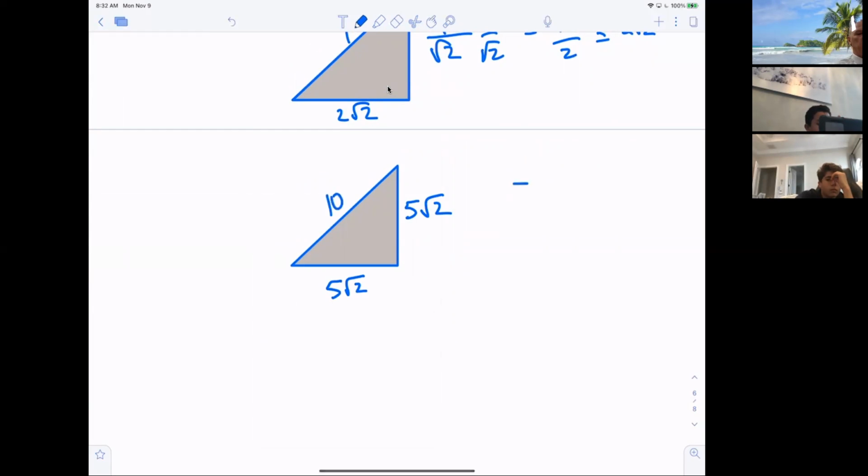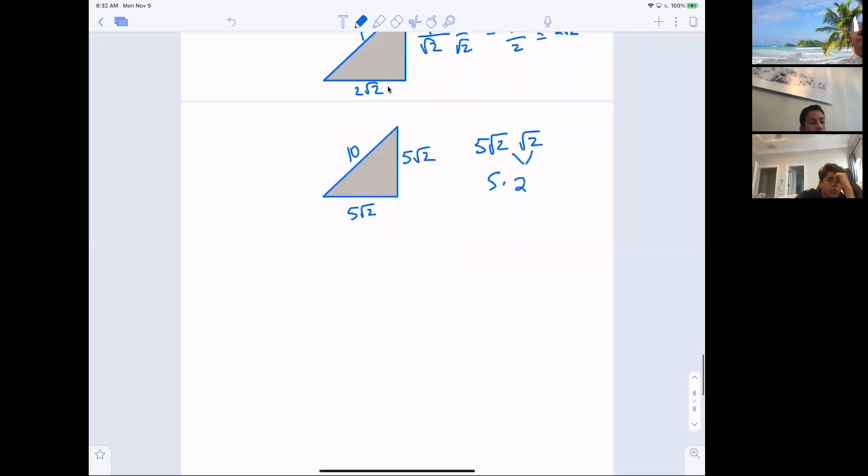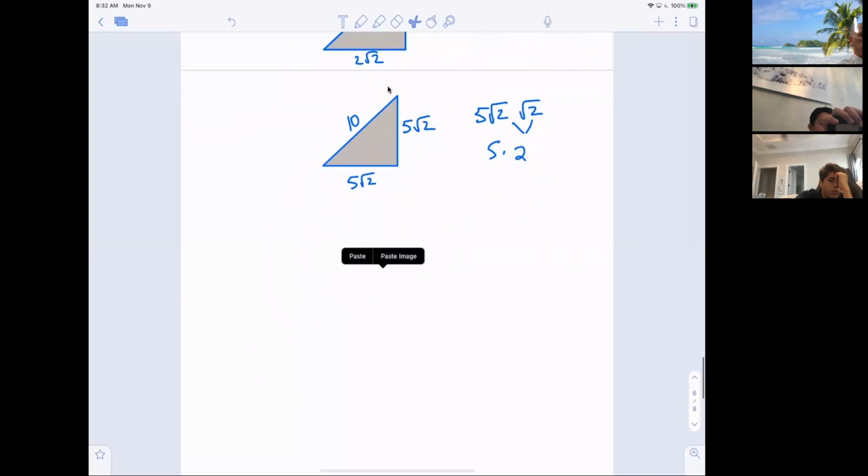All right, so just to review again, this is what is important. 5 radical 2 times radical 2. What's radical 2 times radical 2? Don't say radical 4 anymore. Just say 2. Anytime you multiply the same radical, it's just that number. So the answer is what? 10. Is everybody okay with that? All right, concentrate with me, and we're almost done.